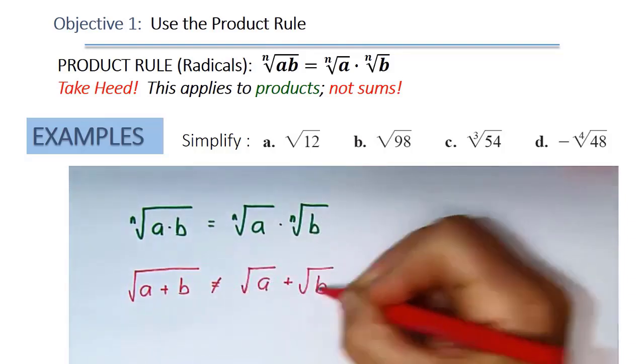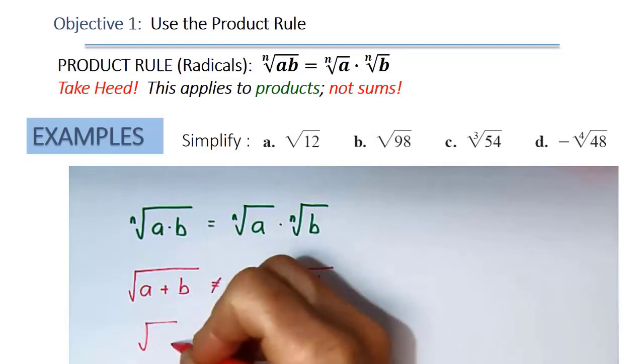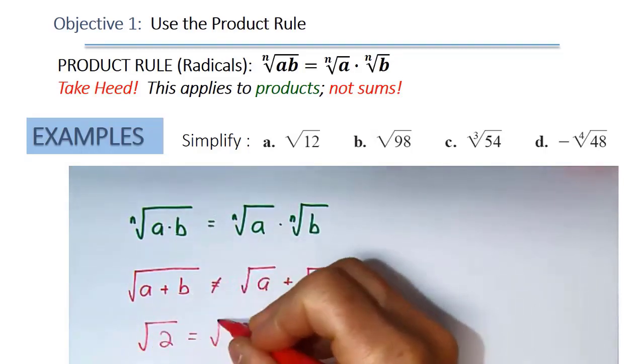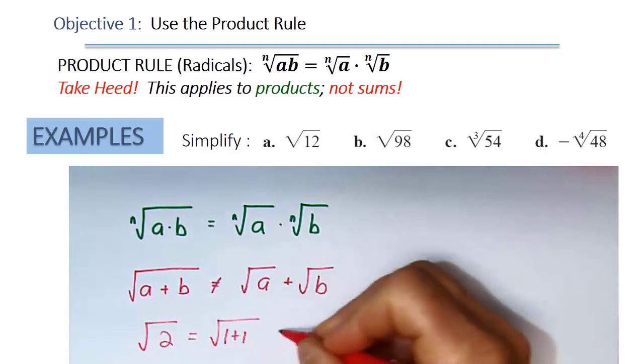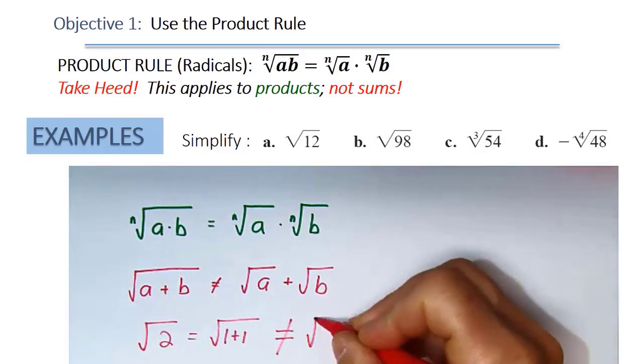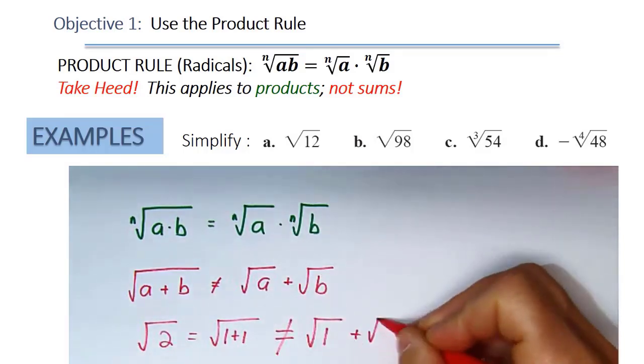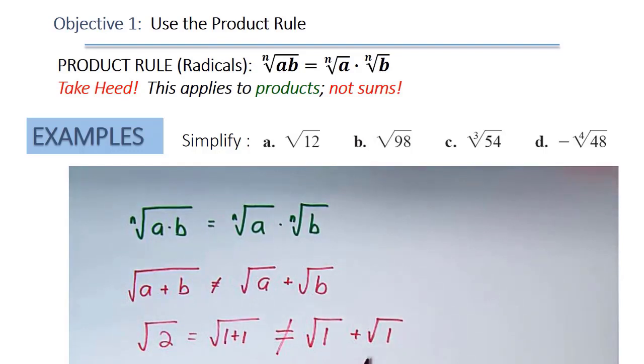And in fact, you can see that with numbers. The square root of 2, which is equal to the square root of 1 plus 1, is definitely not equal to the square root of 1 plus the square root of 1, because the square root of 1 plus the square root of 1 is 1 plus 1 or 2, and that's not equal to the square root of 2. So be real careful of that. Let's take a look at some examples.